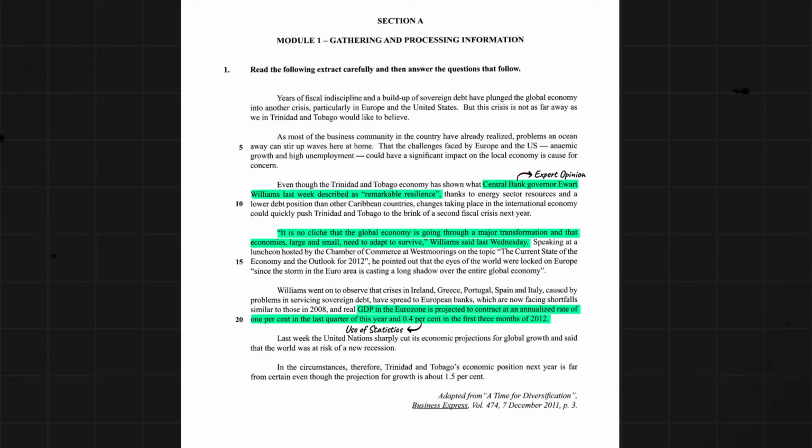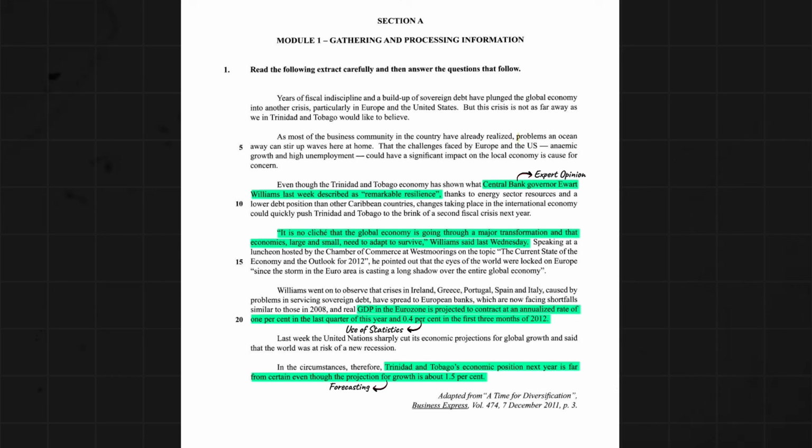There was also forecasting. As the author speaks about Trinidad's economic position being uncertain, even though projected growth in Trinidad's economy is 1.5% in the final paragraph.